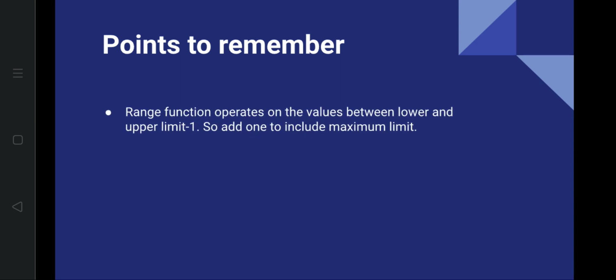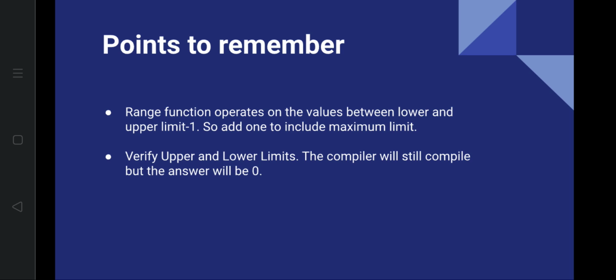The first point is that the range function operates on the values between the lower limit and the upper limit minus 1. So we should be careful that we have to include the upper limit also. For that we are going to include plus 1 in the higher limit of the range. So we have to add 1 to the maximum limit. That is very important, and only then we get the correct answer.